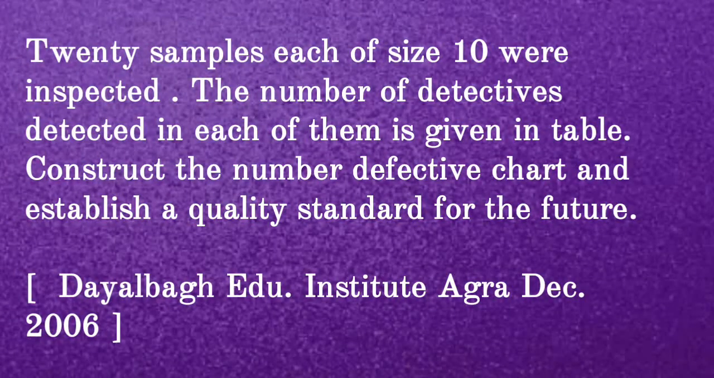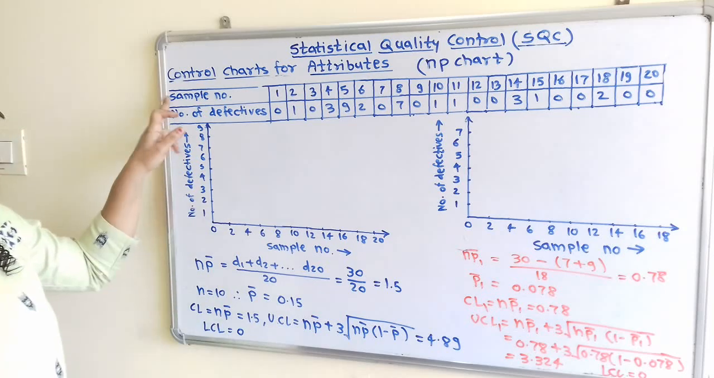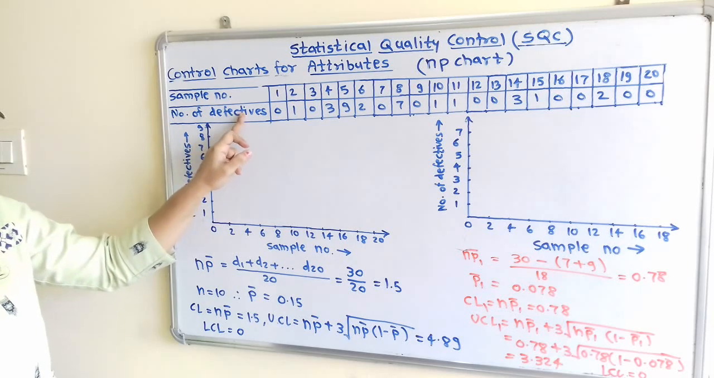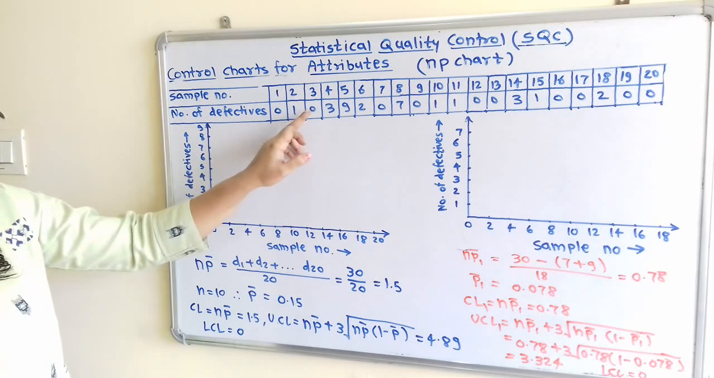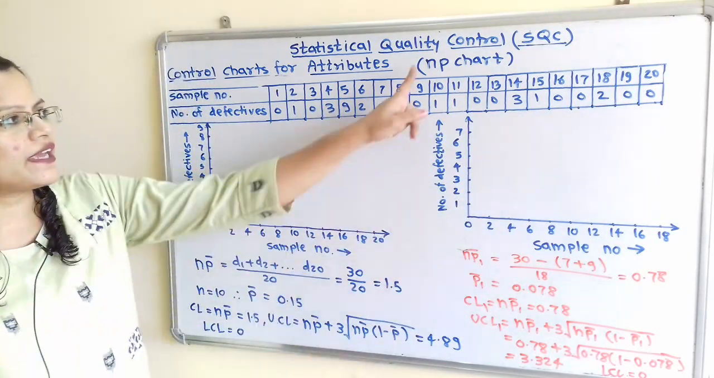Given question: 20 samples, each of size 10, were inspected. The number of defectives detected in each of them is given in the table. Construct a number defective chart and establish quality standard for the future. This question was asked at Dayalbagh Education Institute, Agra, December 2006. Let us understand the given data. Here sample numbers from 1 to 20 are mentioned with the number of defectives: 0, 1, 0, 3 and so on. Now we will solve this question by using the NP chart.